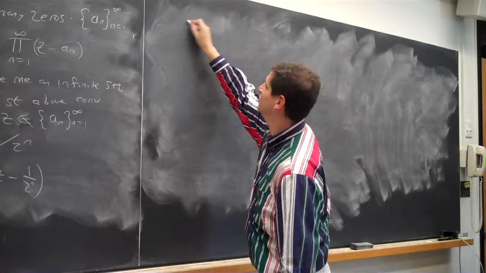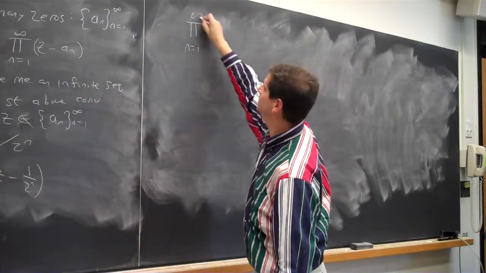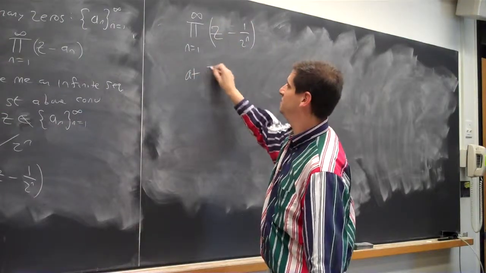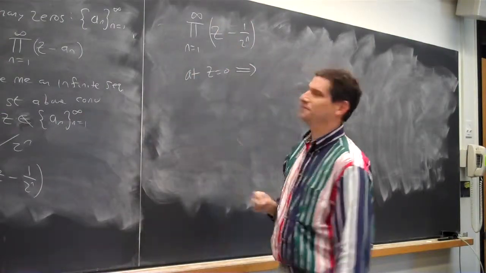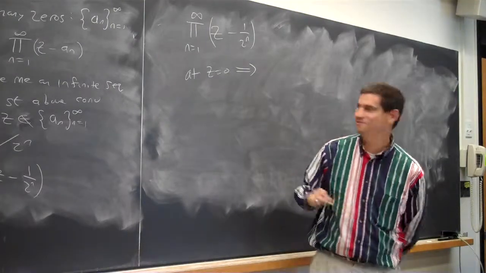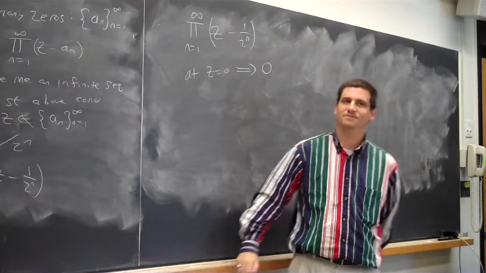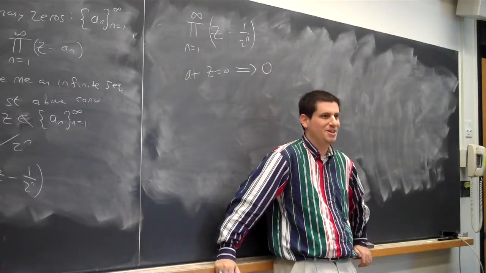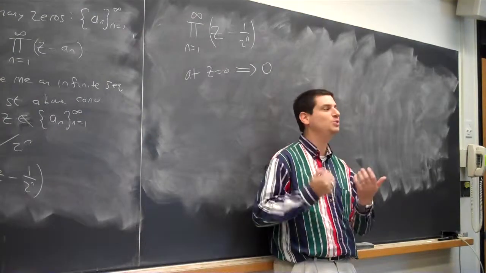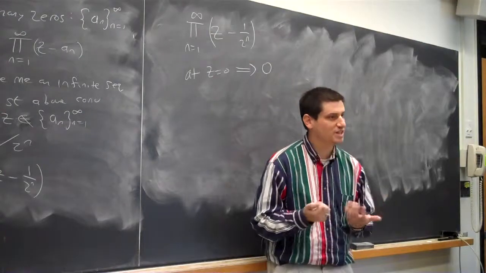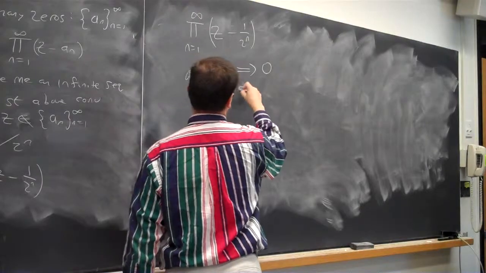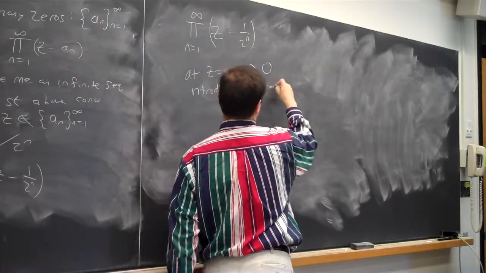And so I agree that it converges, but I have issues with what it converges to. So we have the product, n goes from 1 to infinity, of z minus 1 over 2 to the n. At z equals 0, we get what? 0. So I would say this is an unacceptable solution, because the goal is I only want to vanish at the a's. This introduces an extra vanishing.